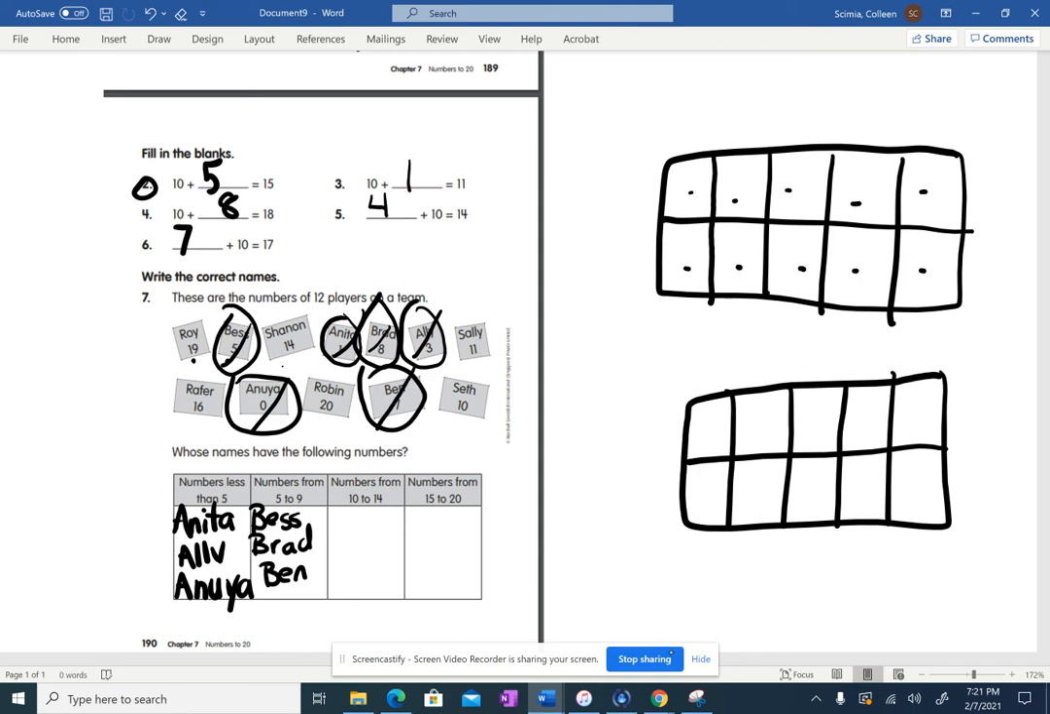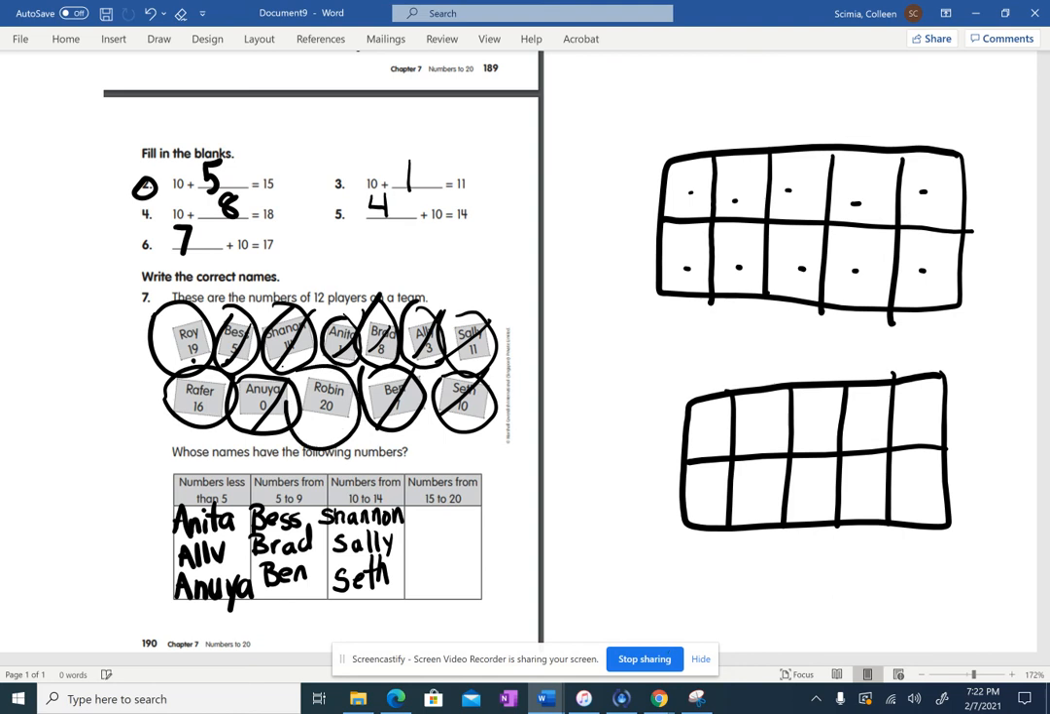And now numbers 10 to 14. There's 14. Which numbers are between 10 and 14? So that would be Shannon, Sally, and Seth. Okay. And then 15 to 20. So that would leave us with Roy, Rafer, and Robin.